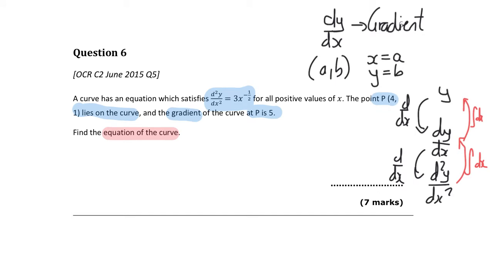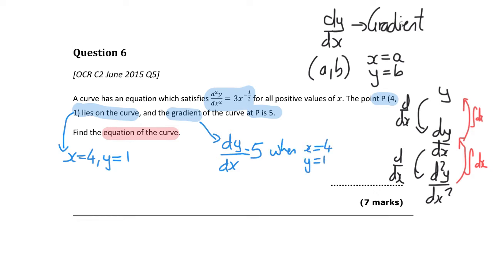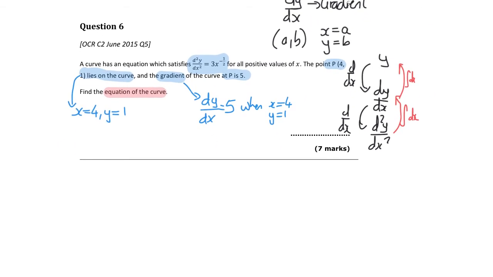Let's now do some of the translation. The point P, which is (4, 1), means that x is 4 when y is 1. And the gradient, dy by dx, at P is 5, so that means dy by dx equals 5 when x is 4 and y is 1. Okay, so I've got my translation, I've got my key knowledge. So now let's do the algebra step and have a go at solving it.